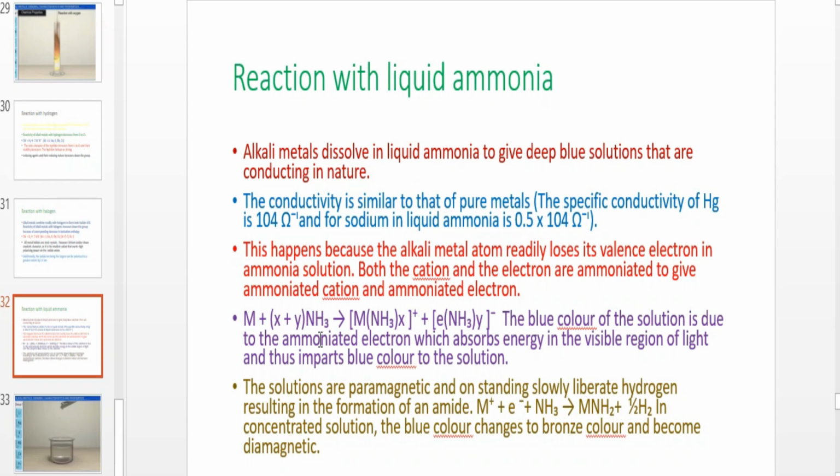The reason behind this is that the alkali metal atom readily loses its valence electron as it is dissolved in ammonia solution. The outermost electron goes into solution, and they form a cation, and both the cation and the electron are ammoniated to give an ammoniated cation and an ammoniated electron.